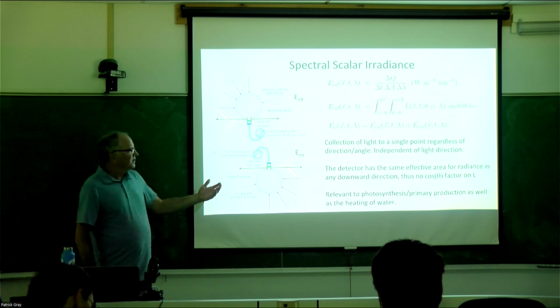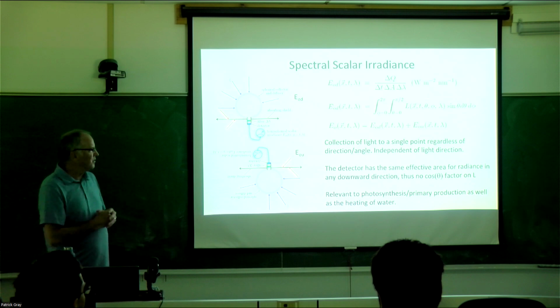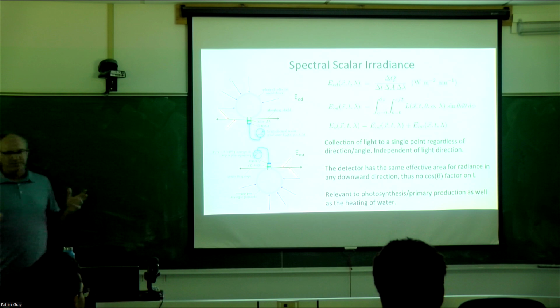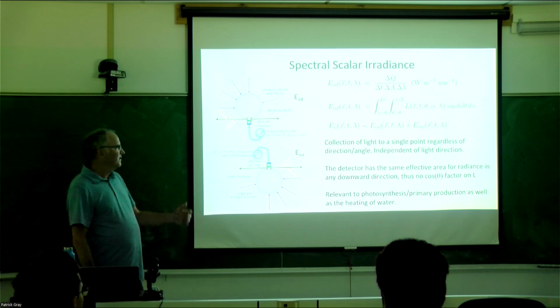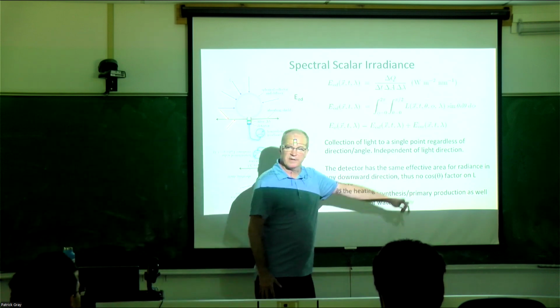The idea is the collection of light to a single point, regardless of direction or angle. That's what we're trying to measure. Thus, it becomes independent of the light direction. The detector has the same effective variance of radiances in any direction. Thus, this is why we don't have a cosine factor on them.